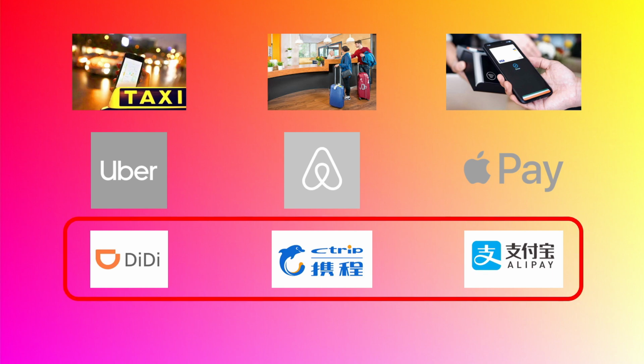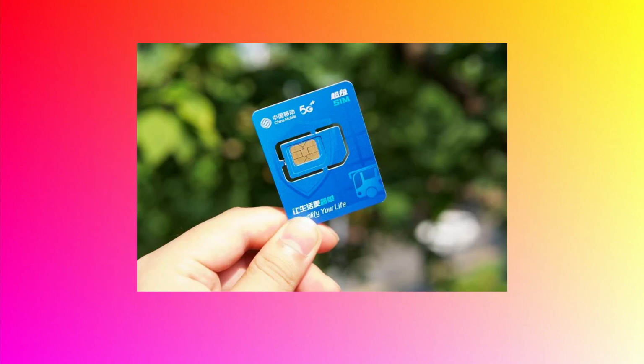To register for these Chinese apps, you must have a Chinese SIM card. At least that's the case for now. There are 3 ways to get a SIM card. First, you can buy one at the airport after you land. Second, you can purchase one at a telecom service center in the city you are visiting. Third, you can buy one from an online website like Amazon.